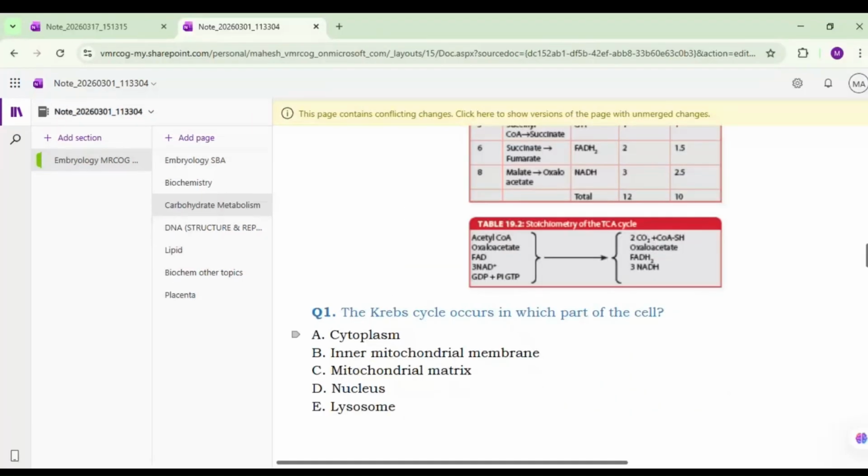Then the questions about the Krebs cycle. Doctor, can you please read the questions about the Krebs cycle?